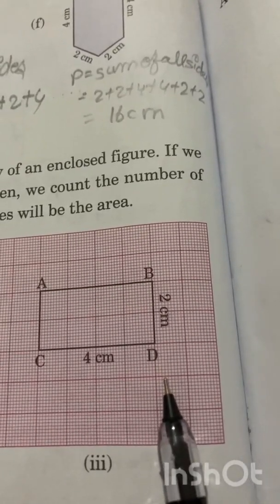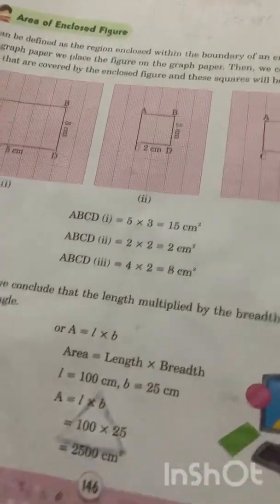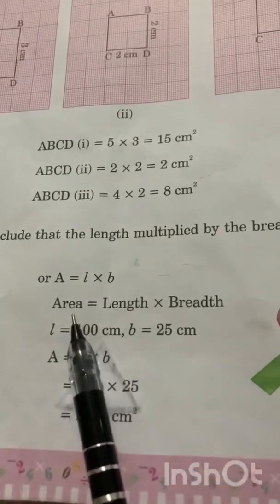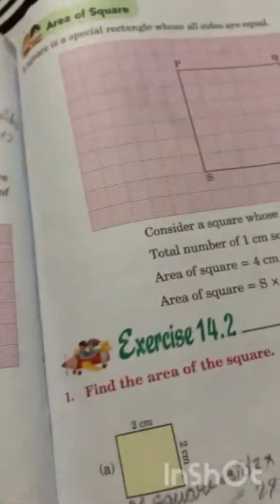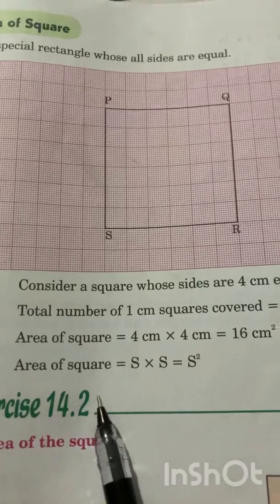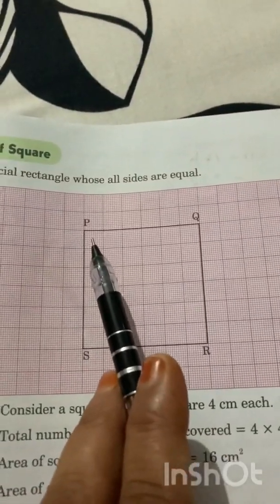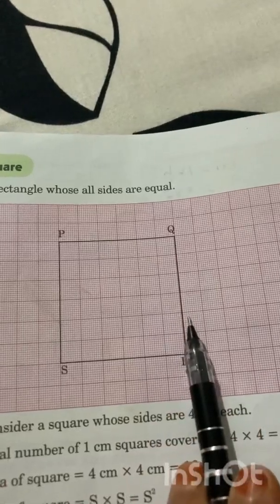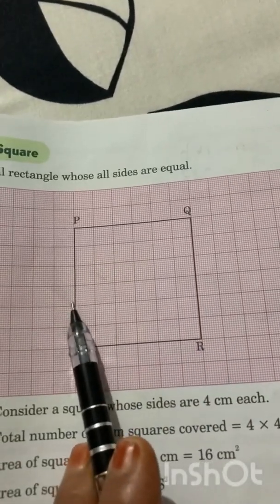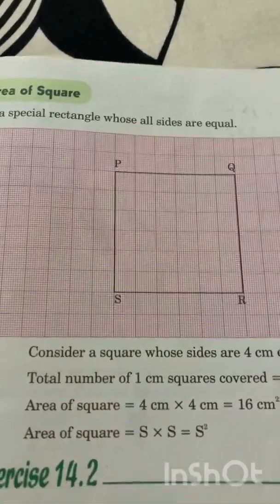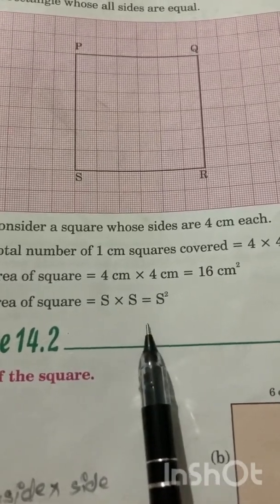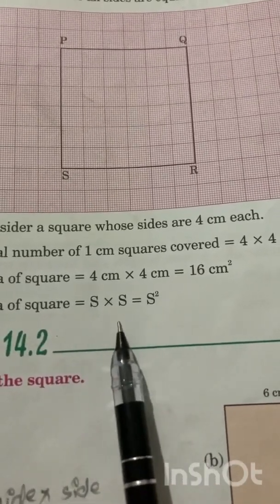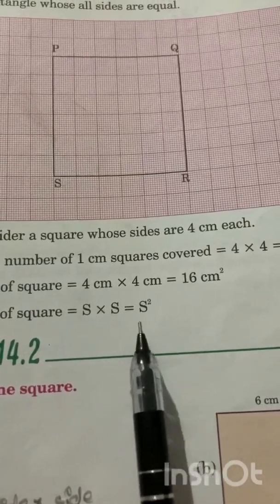So what do we conclude? What is the formula of area of a rectangle? Area of a rectangle is equal to length into breadth, L into B. And area of a square, as you know, all sides are equal in a square. This is equal to this, is equal to this, and is equal to this. So what is the formula of a square? Area of square is equal to side into side, or we can say side square. So these are the two formulas.